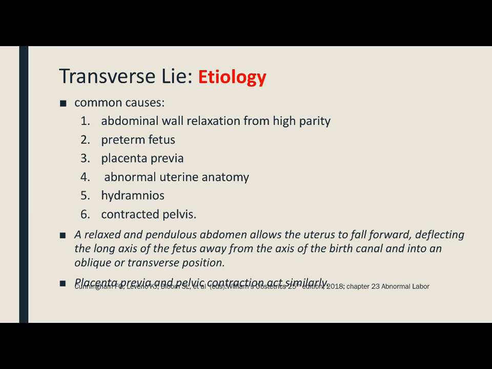What are the causes of transverse lie? Well, these are the common causes: abdominal wall relaxation from high parity, preterm fetus, placenta previa, abnormal uterine anatomy, hydramnios, and contracted pelvis. A relaxed and pendulous abdomen allows the uterus to fall forward, deflecting the long axis of the fetus away from the axis of the birth canal and into an oblique or transverse position.